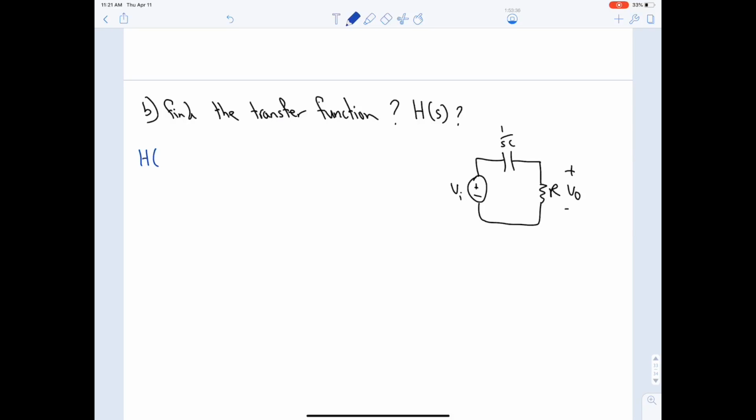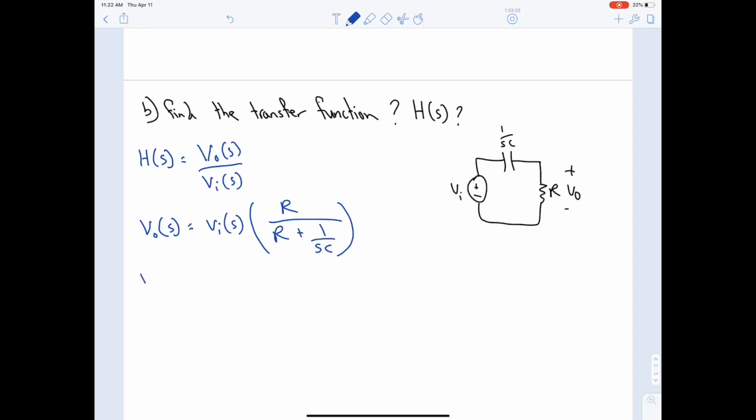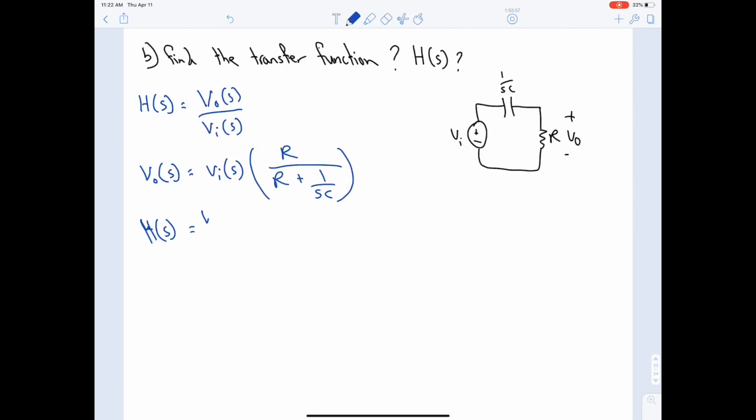We start by saying h of s is equal to V output in terms of s divided by V input in terms of s, and we start with the numerator, which is equal to VI, and then we do the voltage division, R over R plus 1 over SC. Now h of s is equal to V output divided by V input, which is equal to R over R plus 1 over SC.